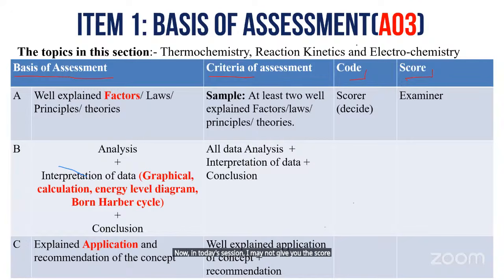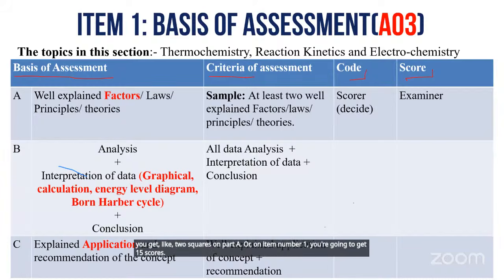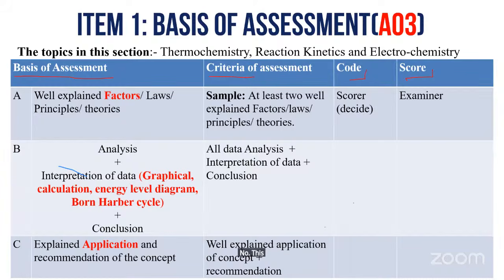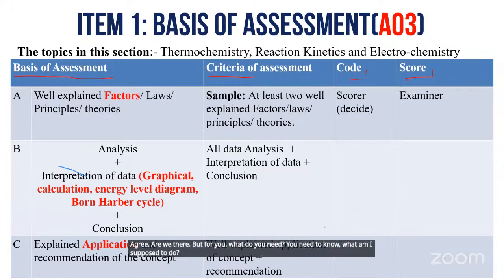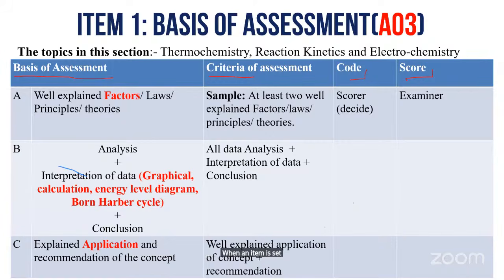Like you get 2 scores on part A, or on item number 1, you're going to get 15 scores. No. This one will vary depending on the scorer, depending on how those who are scoring agree. But for you, what do you need? You need to know, what am I supposed to do when an item is set under item number 1?